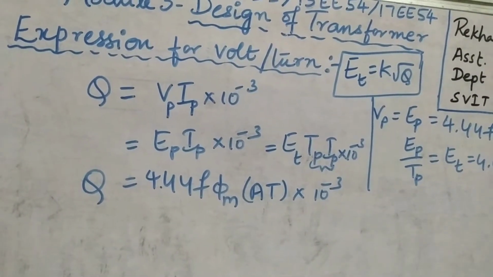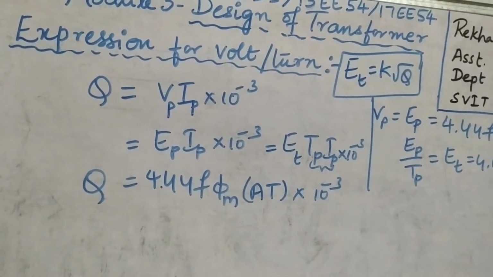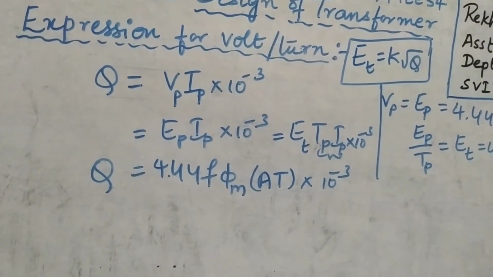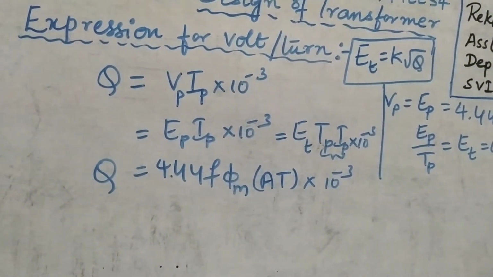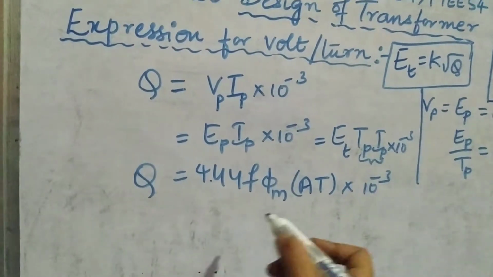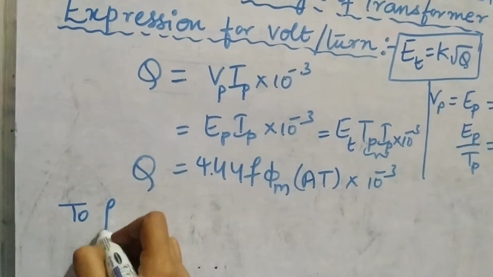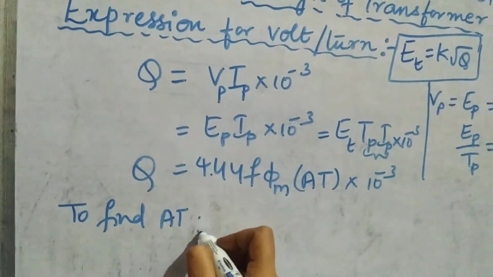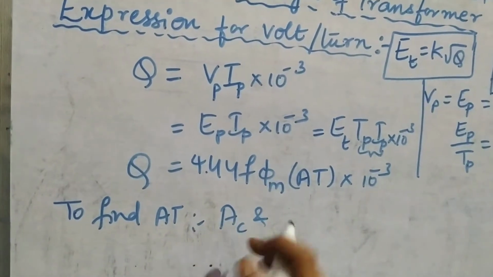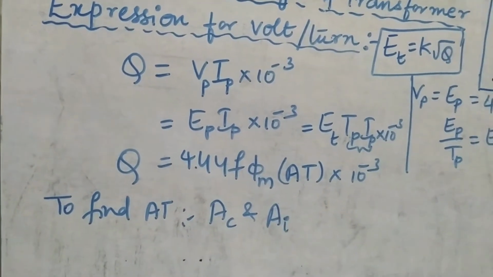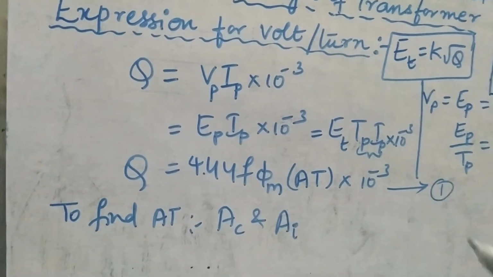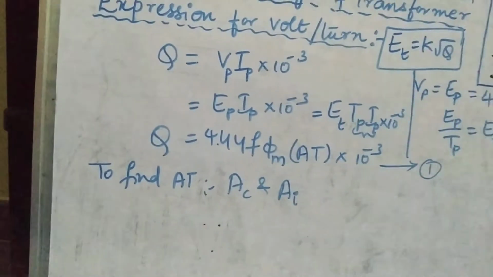Now in this method, what you are going to learn is that we will find out the AT with the help of the AI formula as well as the AC formula. What we used to do to find AT was to realize AC and KW, but here we will realize AC and AI. Let me write down the main equation where you are going to substitute the AT.